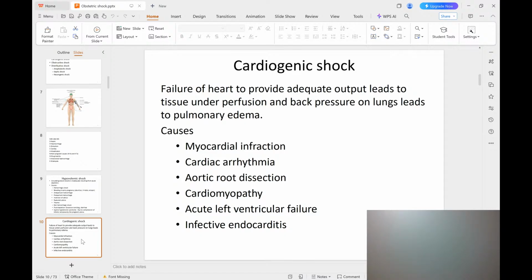Also, cardiogenic shock, when there is a failure of the heart to provide adequate output, which leads to tissue under perfusion, and there will be back pressure on the lungs, which leads to pulmonary edema. Causes are myocardial infarction, cardiac arrhythmia, aortic dissection, cardiomyopathy, acute left ventricular failure, and infective endocarditis.